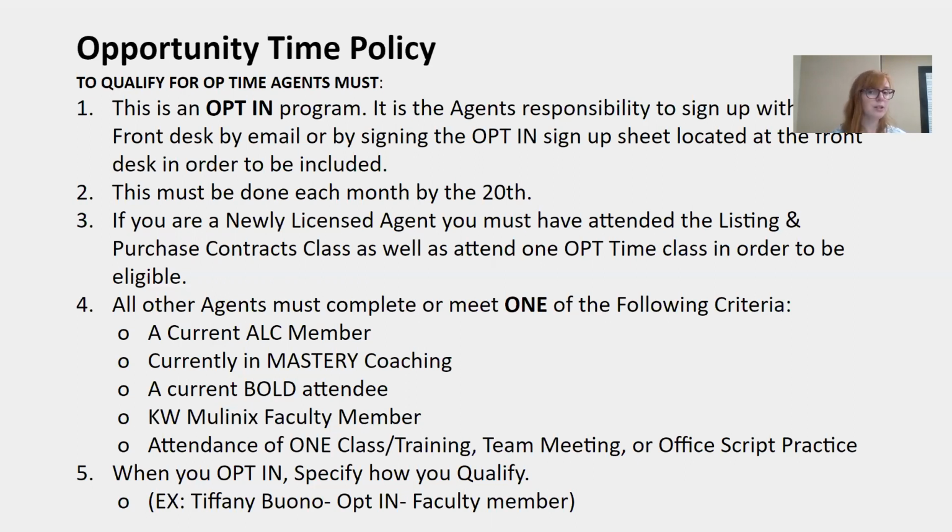And then the other thing that you have to do in order to be eligible as a new agent is to take the listing and purchase contracts one time. Because if that person is a buyer and says, I'm sitting outside this house and I want to see it, and then you show it to them and they want to put the offer in right there on that spot, you have to know how to write up the contract to do so. So those are the 3 requirements that we ask.